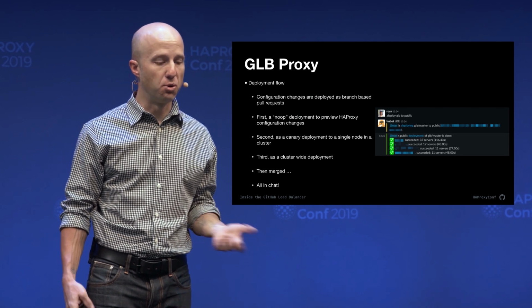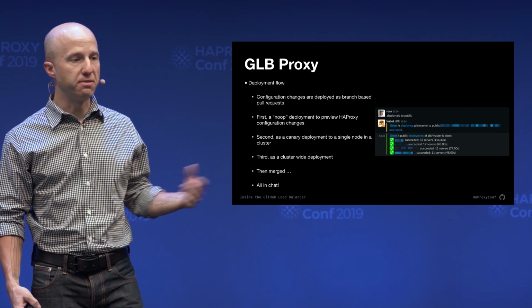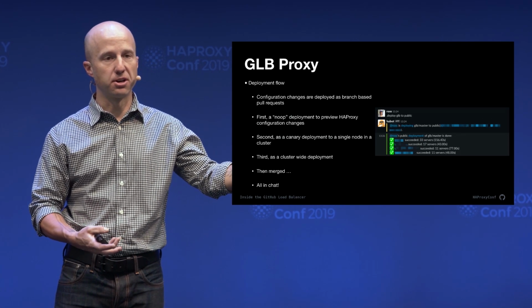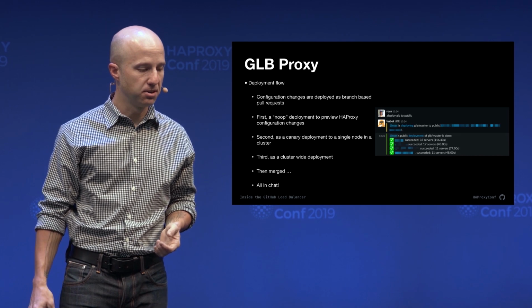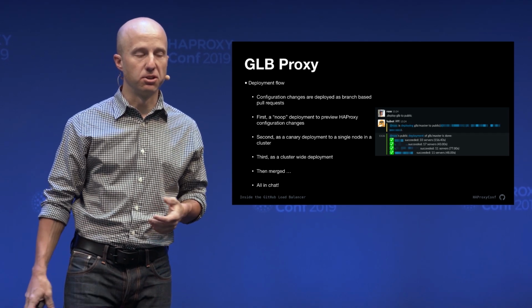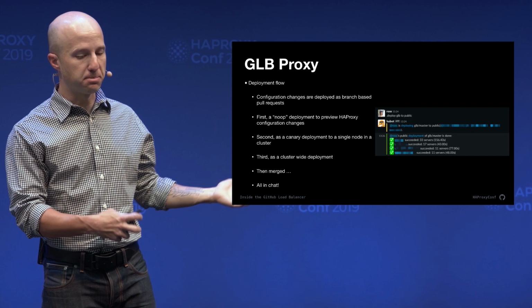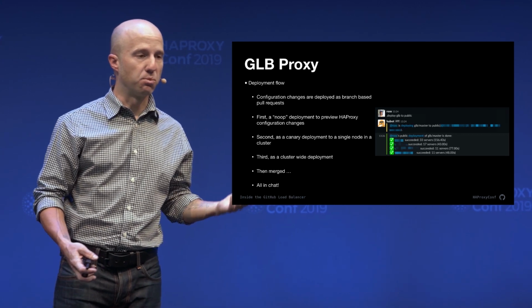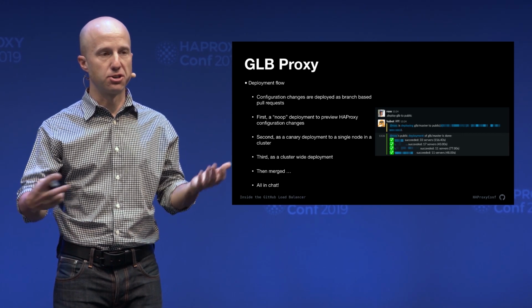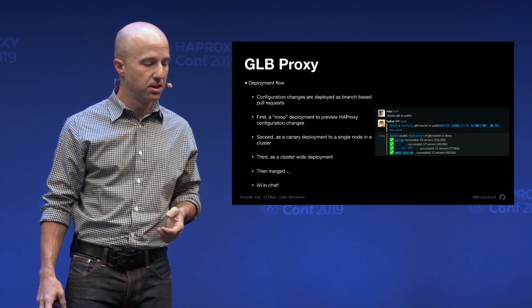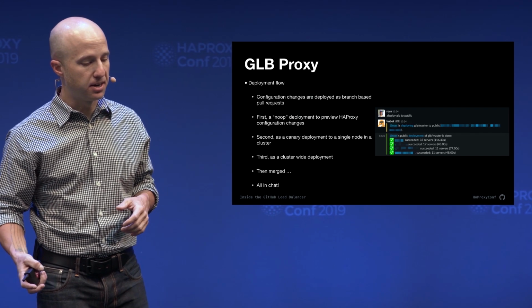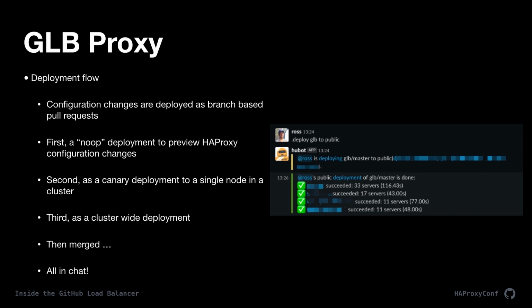We usually start with a no-op deploy, which allows us to preview the changes that are being made and shows us the difference between the current configuration and the new configuration. And if the result looks correct, we then move on to a canary deploy. The canary deploy is usually to a single node, and then we can watch customer traffic to that node to ensure that things look correct. We then can deploy to an entire cluster and merge the change into master. And that's all done via Slack, and this is an example of Ross doing that.